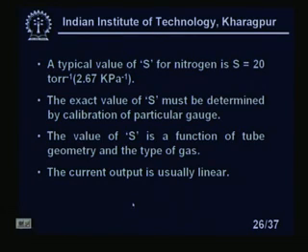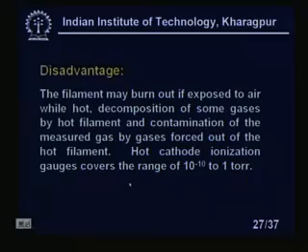The current output usually is linear, so it is a linear instrument. At low pressure, P is directly proportional to the ion current. Now, what are some disadvantages of this particular ionization gauge? The filament may burn out if exposed to air while hot. There is also decomposition of some gases by the hot filament, and contamination of the measured gas by the gases forced out of the hot filament.